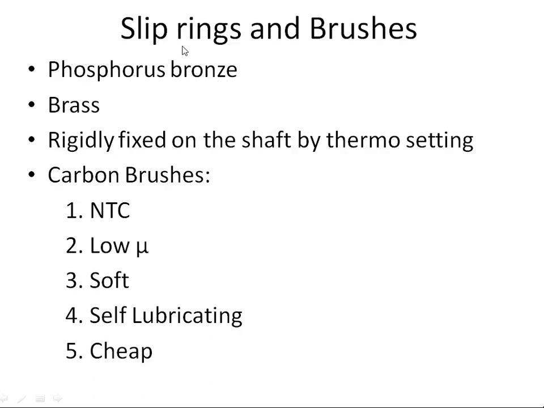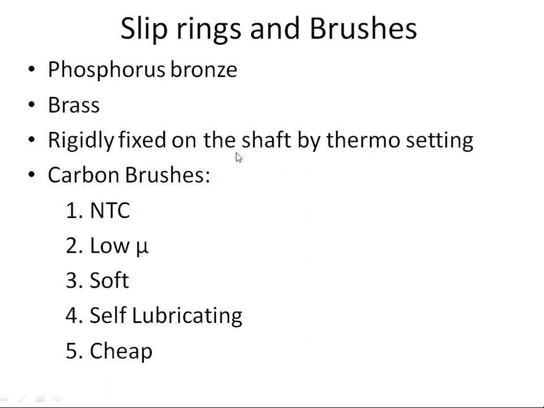The next important component from which it derives its name is slip rings and brushes. So there are three slip rings in this three-phase induction motor on which brushes rest. The slip rings are usually made up of phosphorus bronze, since it's an alloy, its resistance temperature characteristic for that specific range is constant. Brass can also be used, but usually phosphorus bronze is preferable. These are again rigidly fixed to the shaft by thermosetting. So we are again using the thermosetting process for fixing these slip rings rigidly onto the shaft.